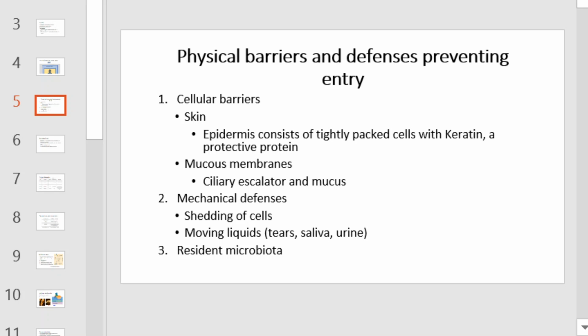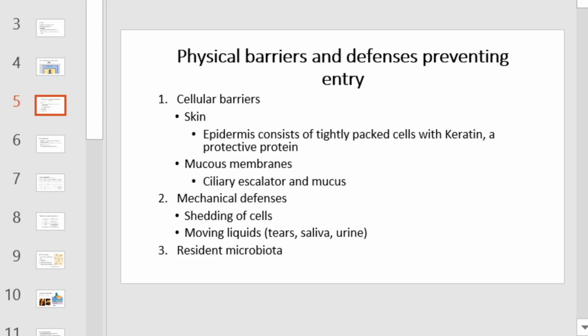Mechanical defenses. Mechanical defenses include the shedding of cells or moving liquids. The skin itself sheds cells copiously throughout the course of the day. Those cells are replaced from underneath. Any organism attempting to colonize the skin must deal with the fact that the surface that it is growing on may simply break away as the colony grows. Moving liquids, tears, saliva, and urine can actually wash or remove foreign pathogens from certain areas of the body.